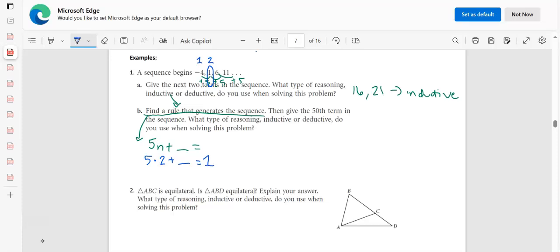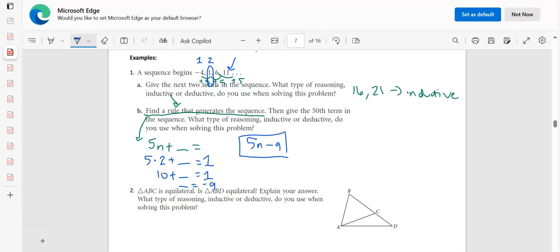So again, this is the term number, what number in the sequence I'm at, and then the answer is the term value. And so if I do this, I get 10 plus something is 1, and then if I subtract 10, it's -9. So the rule that generates my sequence is 5n minus 9. And like I said before, usually what I do is I pick a value further down in the sequence and make sure it works. So in this case, let's do the fourth term. 5 times 4 is 20, and 20 minus 9 is 11, so that works.